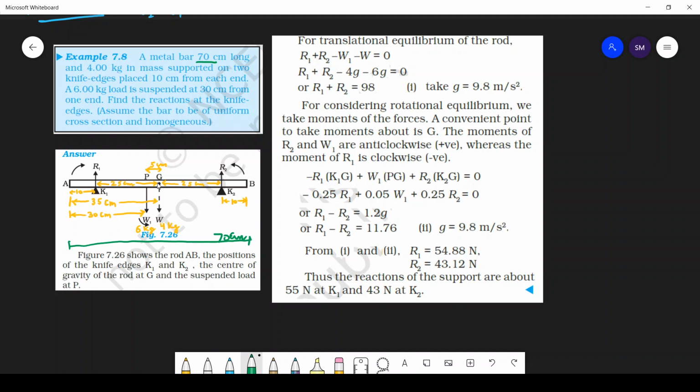Okay, so this G is the center of gravity. This rod is uniform, this metal bar, so its center of mass will be at the midpoint, and as there is uniform gravity, the center of gravity will also lie at this point. So center of mass and center of gravity will be the same.